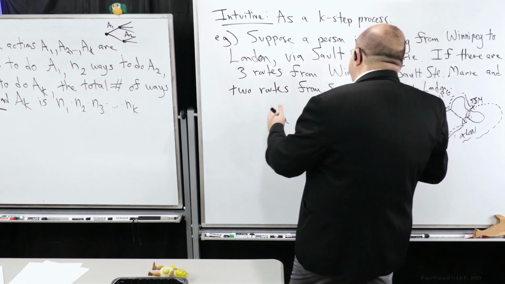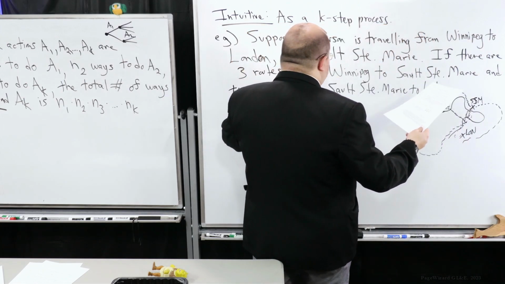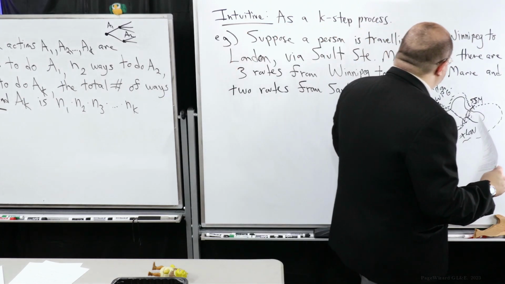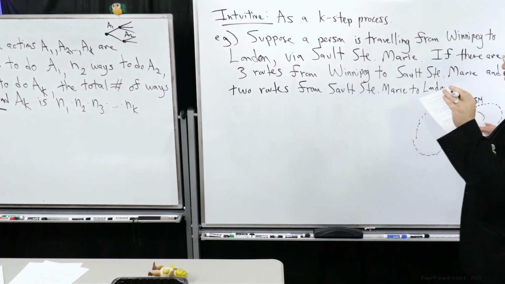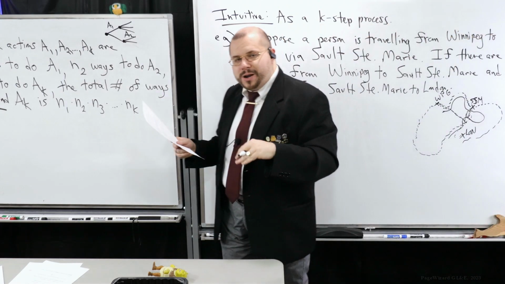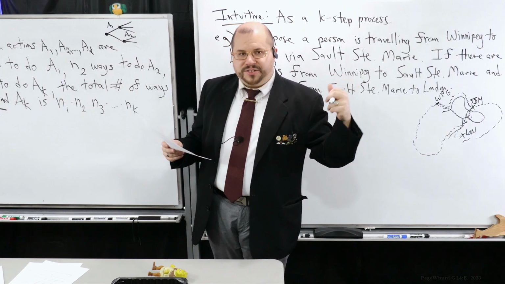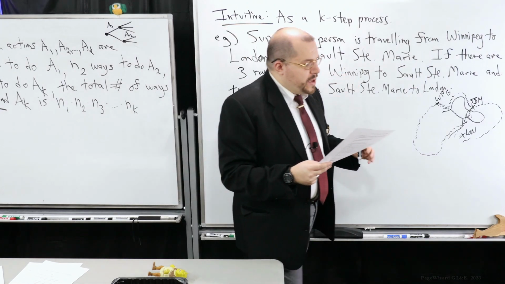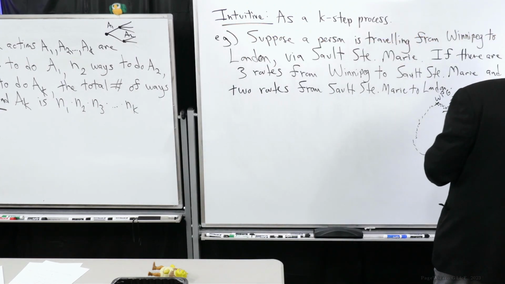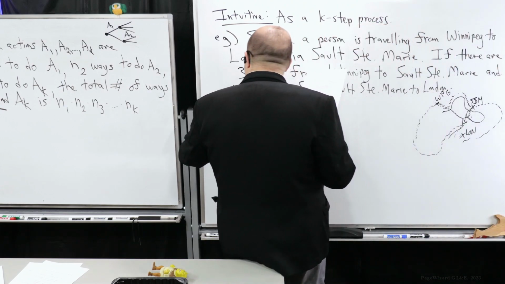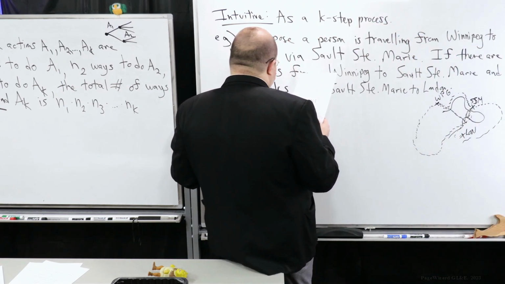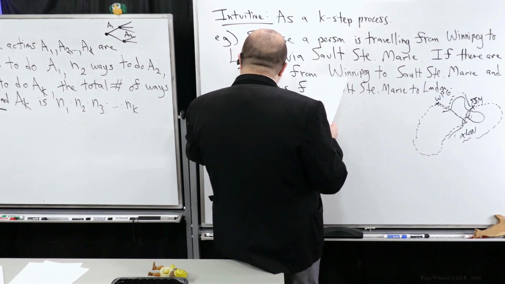But the point is that there are 3 routes from Winnipeg to Sault Ste. Marie, and there are 2 routes from Sault Ste. Marie to London. I want to know how many possible routes there are from Winnipeg to London via Sault Ste. Marie. So let me show you how you could use the multiplication principle. You can imagine it like you're committing to a choice. I like my example I talked about with the nested loop.